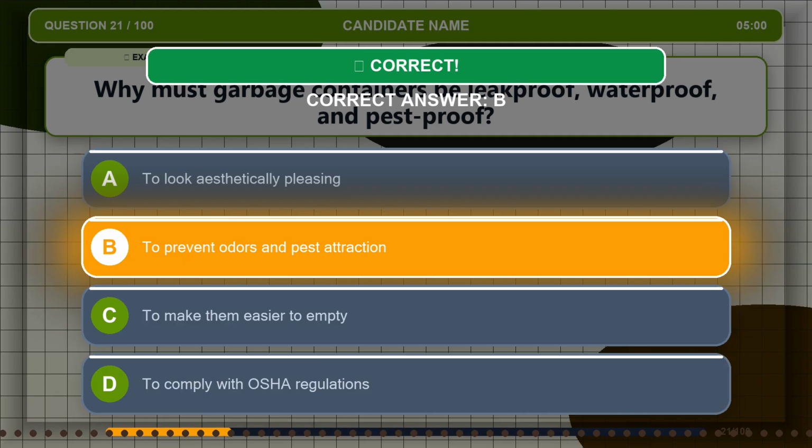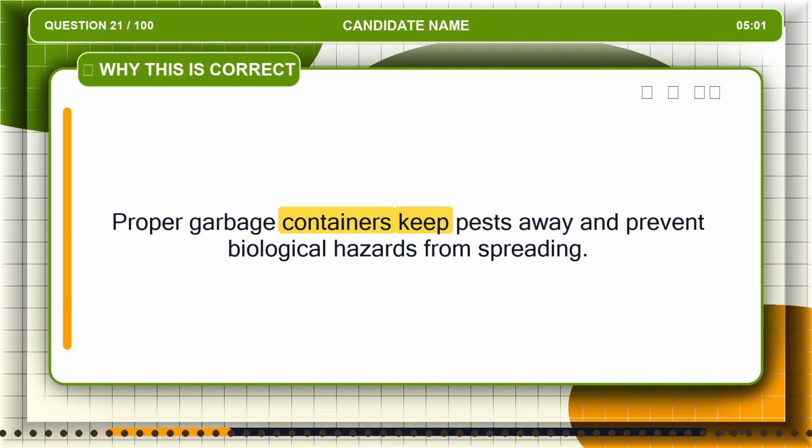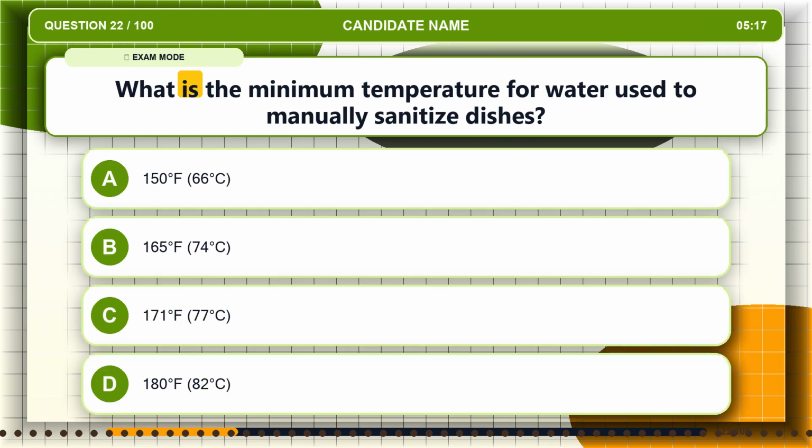The correct answer is option B, to prevent odors and pest attraction. Proper garbage containers keep pests away and prevent biological hazards from spreading. Question 22. What is the minimum temperature for water used to manually sanitize dishes? Option A, 150 degrees Fahrenheit, 66 degrees Celsius. Option B, 165 degrees Fahrenheit, 74 degrees Celsius. Option C, 171 degrees Fahrenheit, 77 degrees Celsius. Option D, 180 degrees Fahrenheit, 82 degrees Celsius.